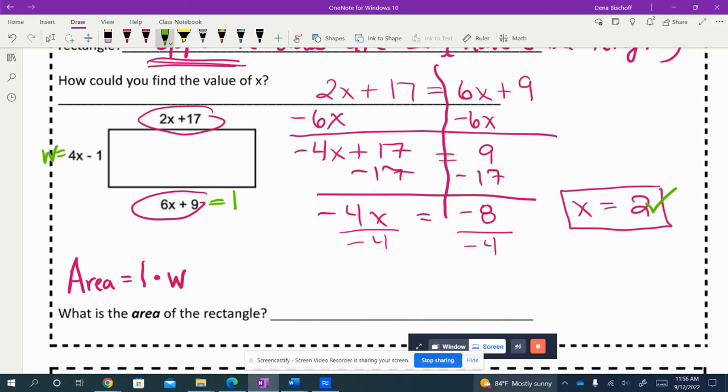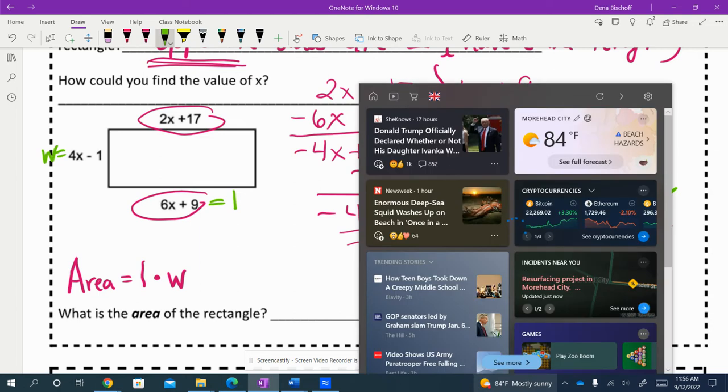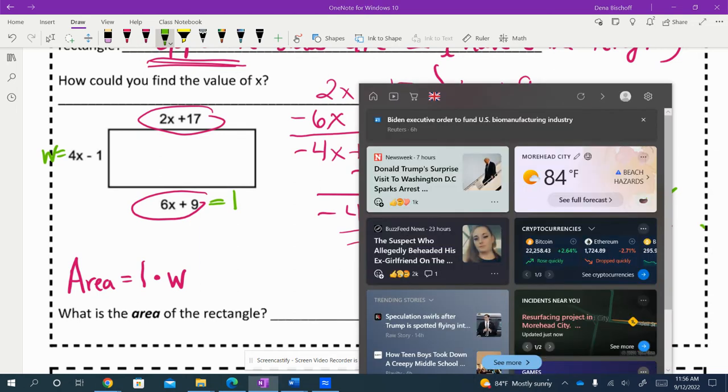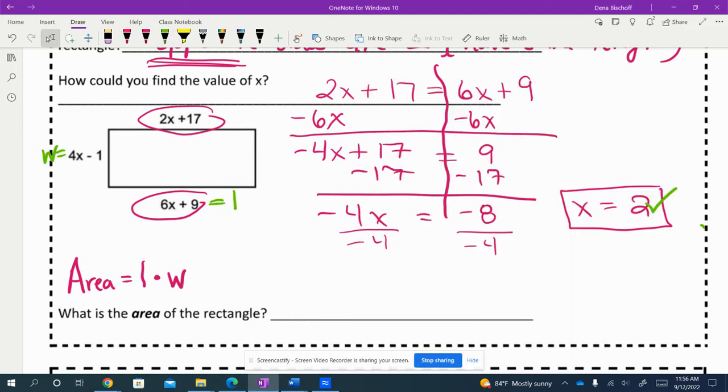Yeah? What do you want to do, Tessa? I don't know where that came from. Oh, can someone make that go away? Yeah, but I don't see it. I gotta get. There you go. Thank you.